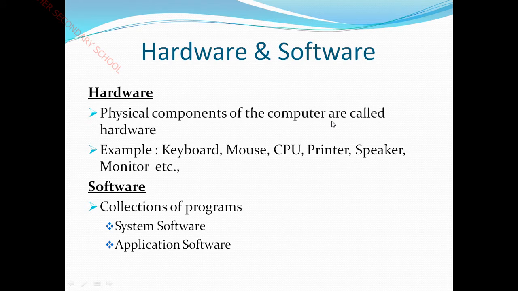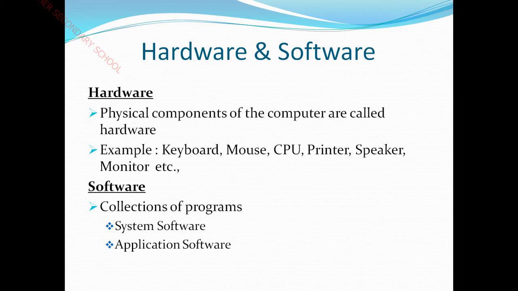So here I have given you a hardware and software slide. A computer is made up of two major important components: one is hardware and the other is software. Hardware means all the physical components of the computer. So what are the physical components in the computer? Monitor, CPU, mouse, printer, scanner.